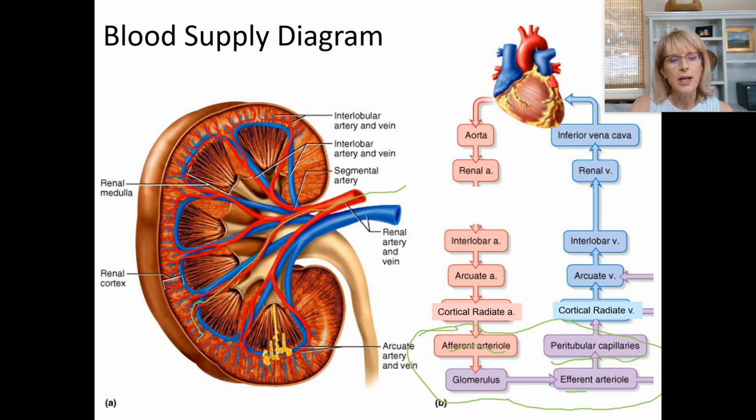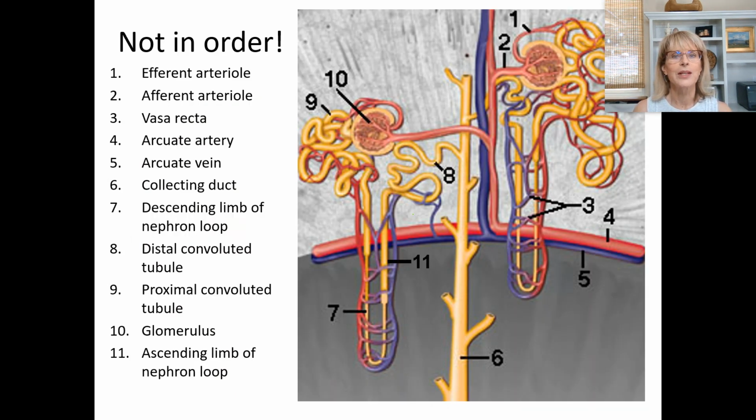And then blood is going to go out the cortical radiate artery, and then cortical radiate vein, then the arcuate vein, interlobar vein, renal vein, back to the vena cava. Right? Now, this is an image that I found on the internet. I want to make a point that these numbers are not in order. This is not a list of things in order.